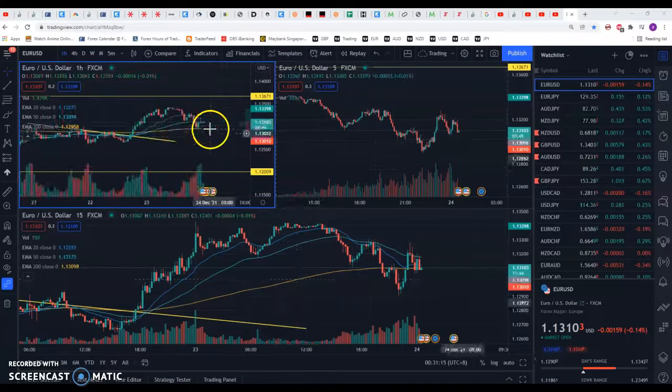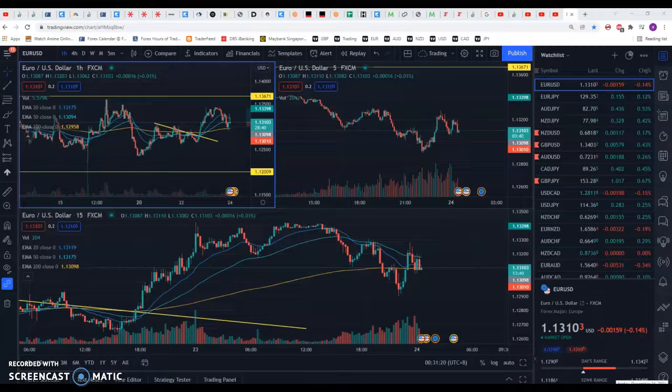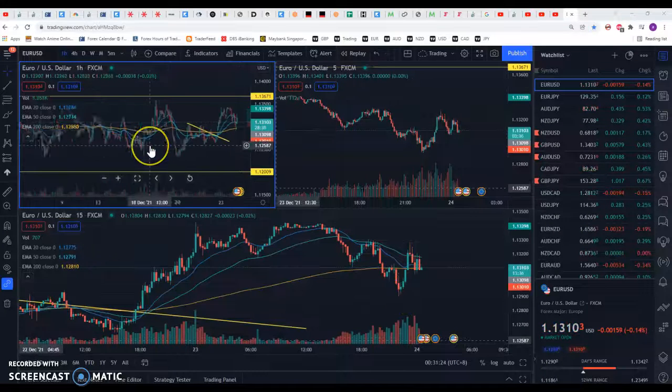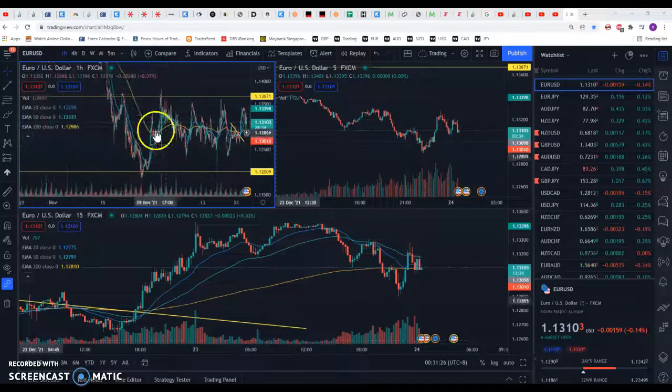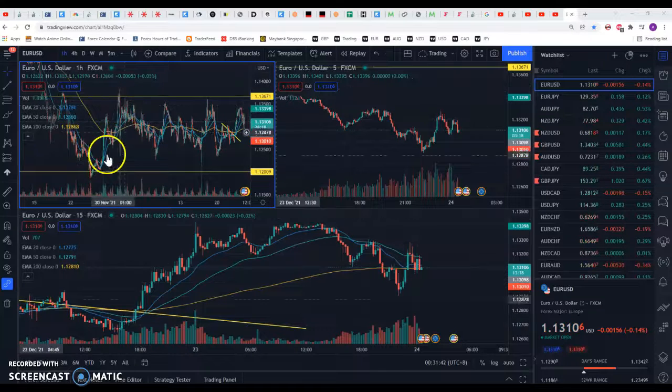Okay, so now we are going to do a PA on USD for 23rd December. Overall, the structure is this: this is the guy who made the last lower low for the 4 hour time frame. And this is the 4 hour time frame structure.